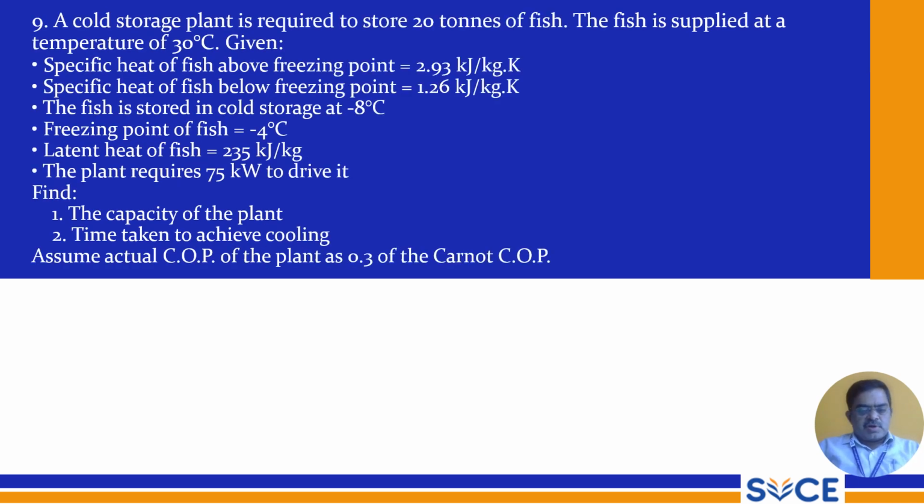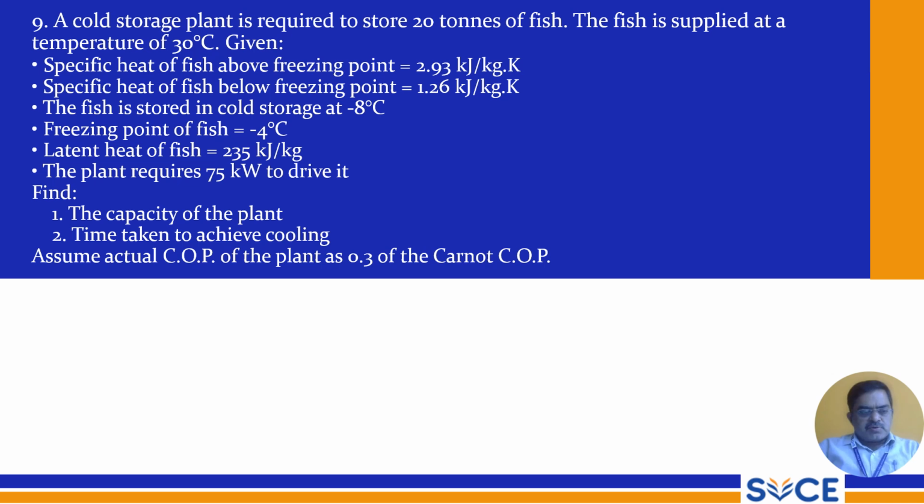So coming to the next problem: a cold storage plant is required to store 20 tons of fish. The fish is supplied at a temperature of 30°C. Given that the specific heat of fish above freezing point is 2.93 kilojoules per kg Kelvin, and the specific heat of fish below freezing point is 1.26 kilojoules per kg Kelvin.